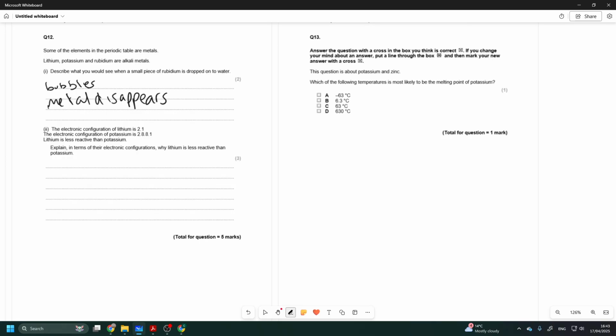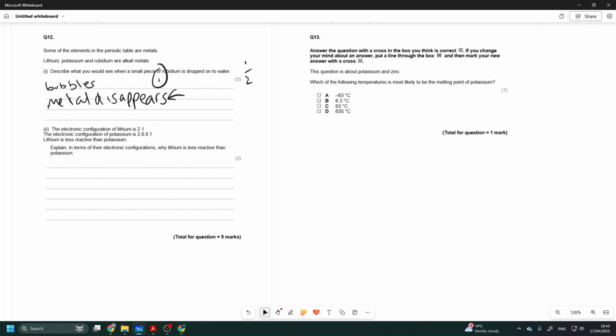Now, most of you in the mock would have got that one. The second one, not so much. So you're getting 1 out of 2 on that, most of you. It's a very straightforward second mark. Just keep it in your brain.